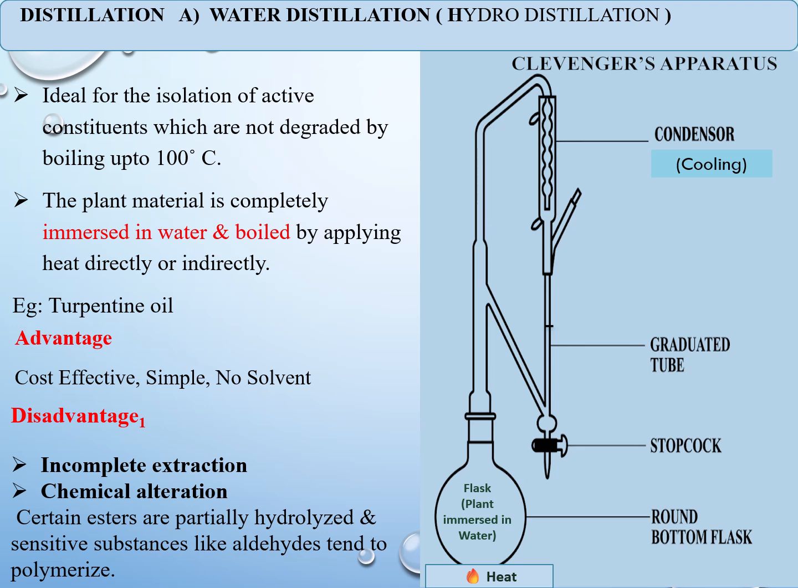And the volatile oil being lighter, it will float on the top of the graduated tube, whereas the water which is present in the lower part of the graduated tube will return back into the round bottom flask, and the process is repeated. Since it forms two different layers, we can easily separate the volatile oil from the water. Examples of volatile oil which are separated by the hydrodistillation method include lemongrass oil, turpentine oil, etc.